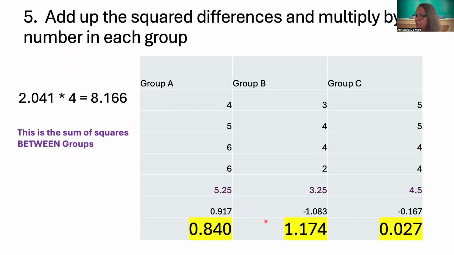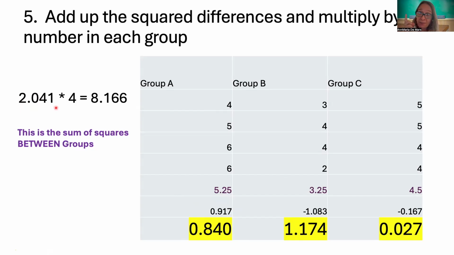So if you add all these up, because it's the same number in each group, I don't have to do it separately, right? So I have 8.4, 1.174, 0.027. That all adds up to 2.041. I multiply that by 4, and I get 8.166. This is the sum of squares between groups.